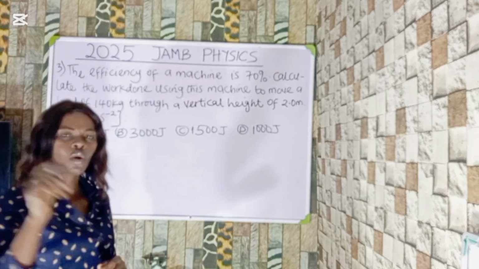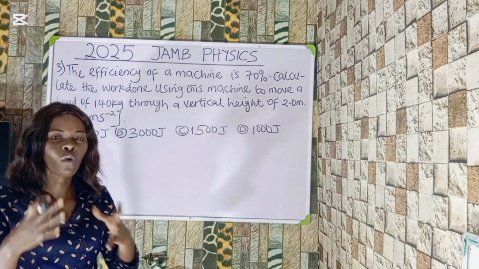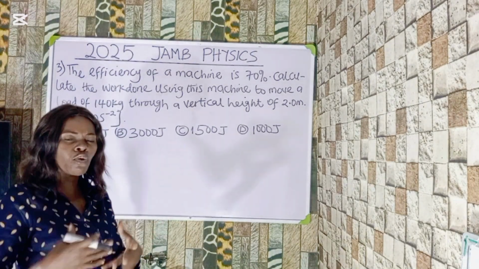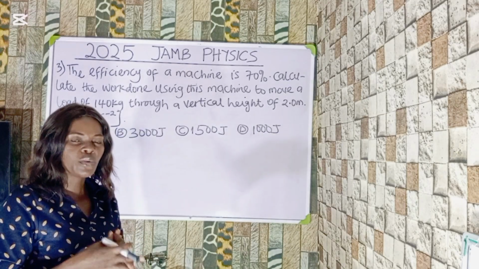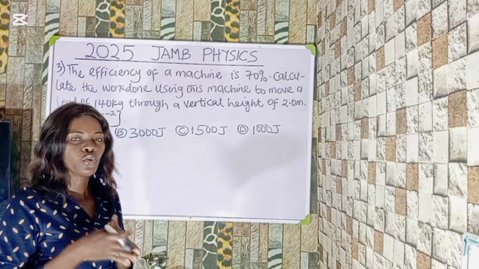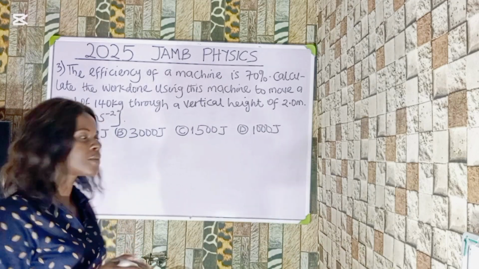Now, the first thing that will come to your mind if you want to answer this question is this. They say calculate the work done. Now, the person that is using this machine is actually doing work. So we are going to be solving this problem with the efficiency and work done formula. So let's go.